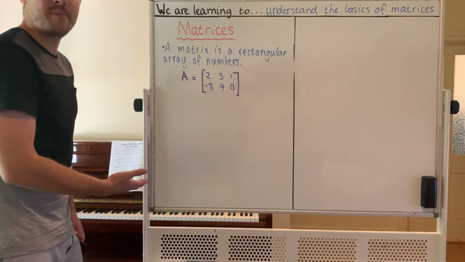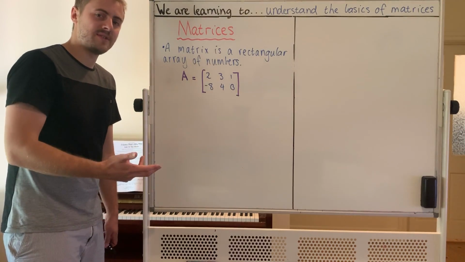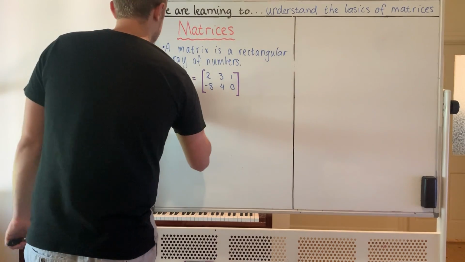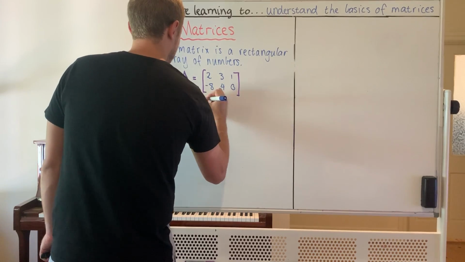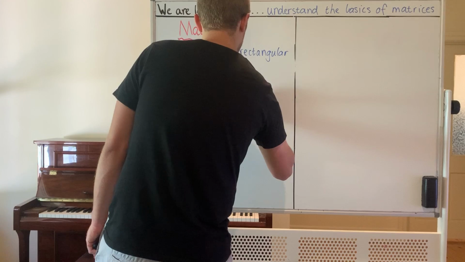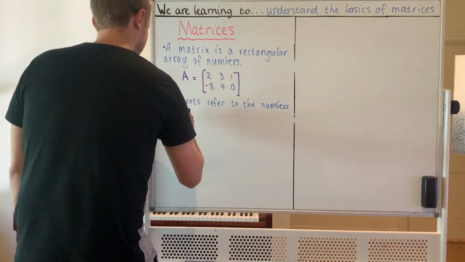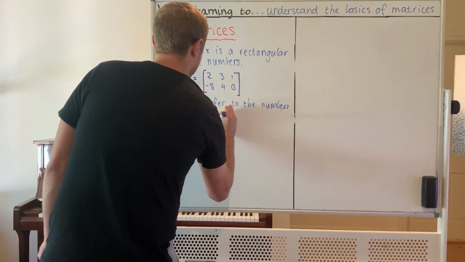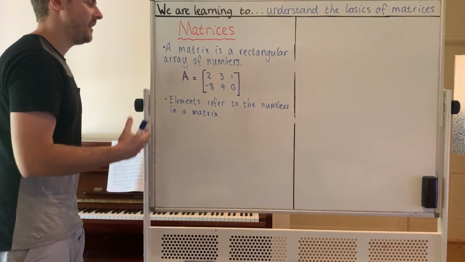It's got 6 numbers in it. Now in matrices, we call these numbers elements. So if you ever come across the term element, that's what it refers to. So we'll make a note of that. Elements refer to the numbers in a matrix. Alright, so 3, that's an element. 0, that's an element. -8, that's an element.